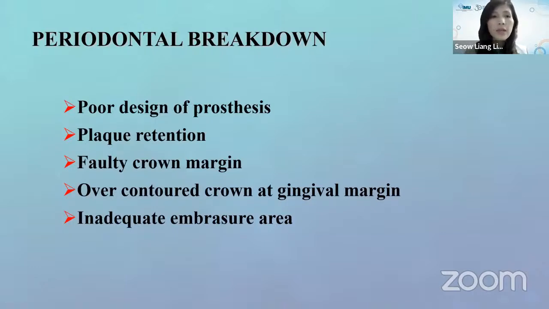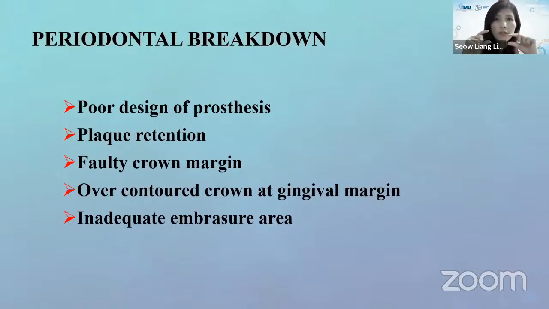So periodontal breakdown can be due to poor design of the prosthesis, the plaque retention due to poor margin fit, the faulty crown margins, over contour crown. A lot of time over contour crown may be the fault of the clinicians because you haven't given enough room for the technicians to create a good margin at the gingival area, which I will show some clinical cases with you. And inadequate embrasure area as well.